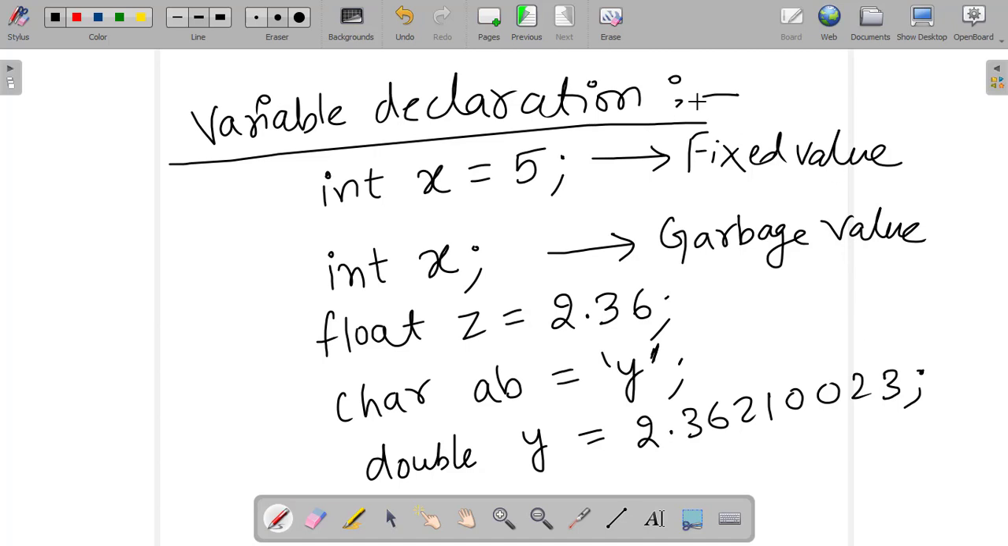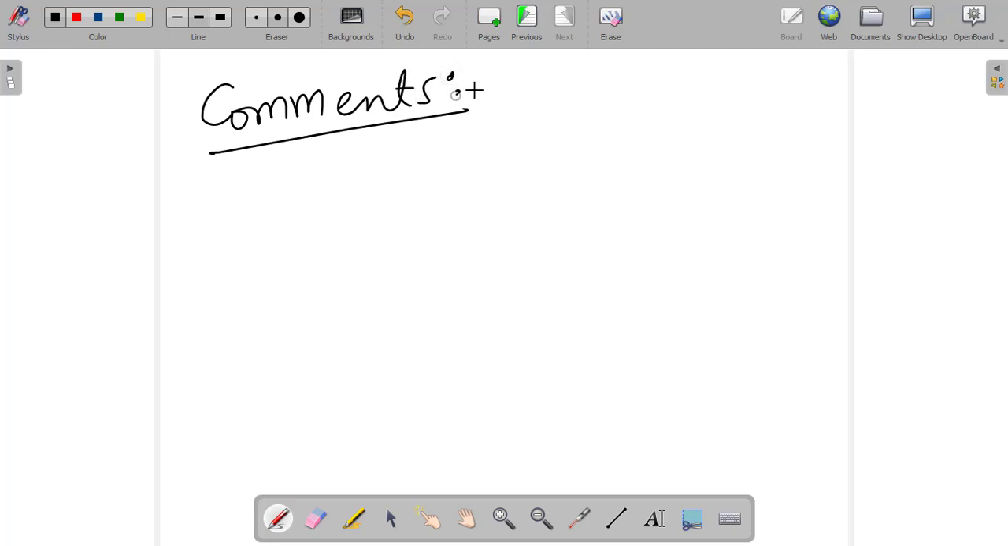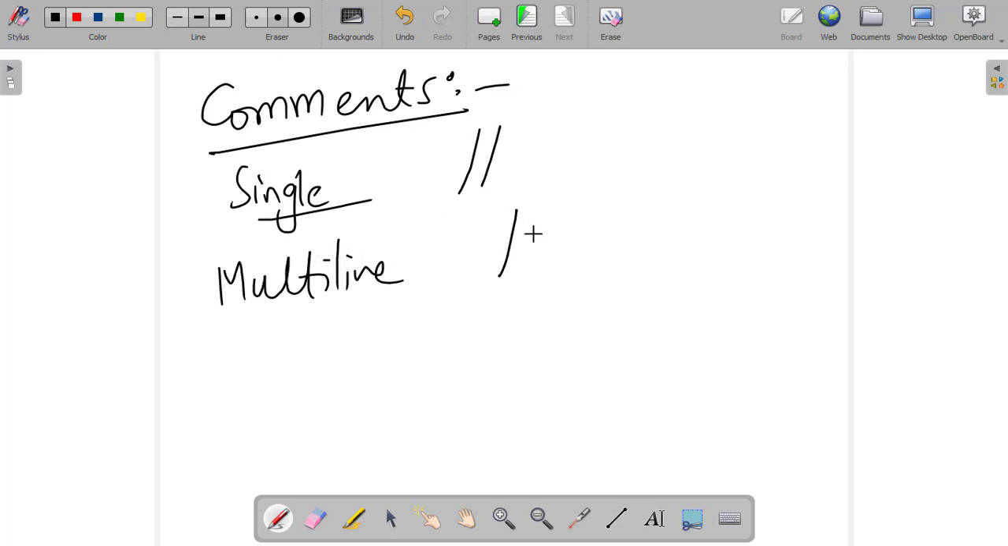So now we will move to the final topic for today, that is called comments. We have also discussed comments in the previous video, like anything which we want to write for ourselves, not from the compiler's point of view. So that is called a comment. For a single line comment we use the double slash, and for multi-line we use slash star and then our text, and then at the end we use star slash.